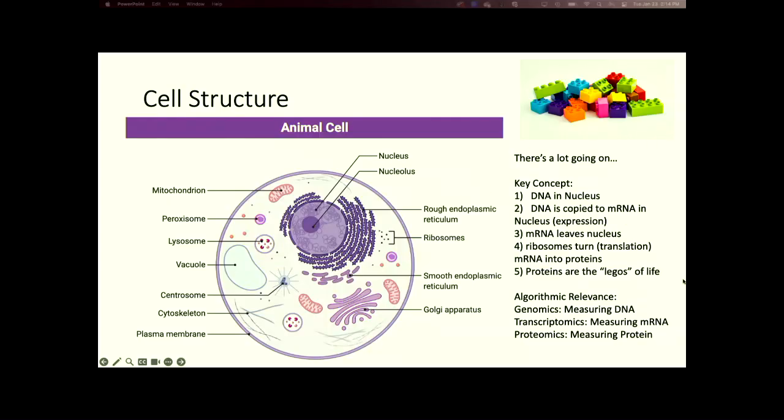So the algorithmic relevance here is that in genomics, we're measuring or quantifying DNA in the nucleus of the cell. In transcriptomics, we're measuring mRNA that's transiting between the nucleus and the ribosome. And then proteomics is measuring protein.